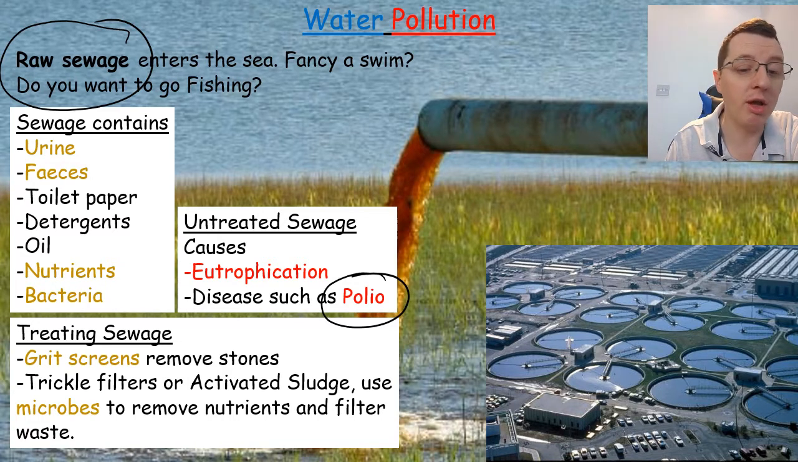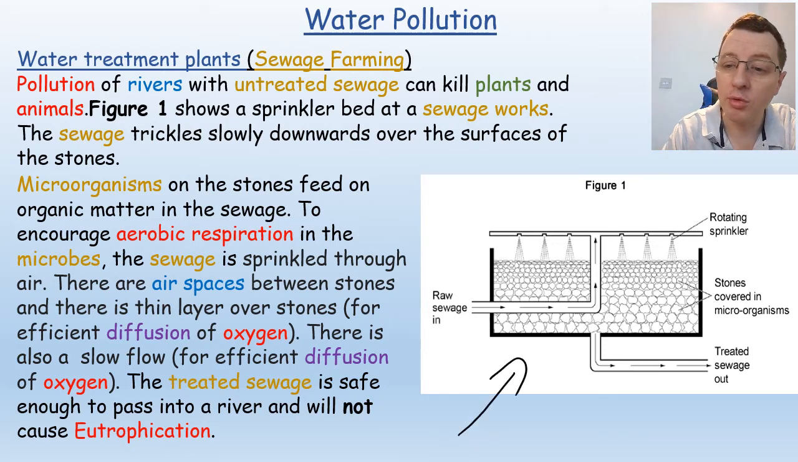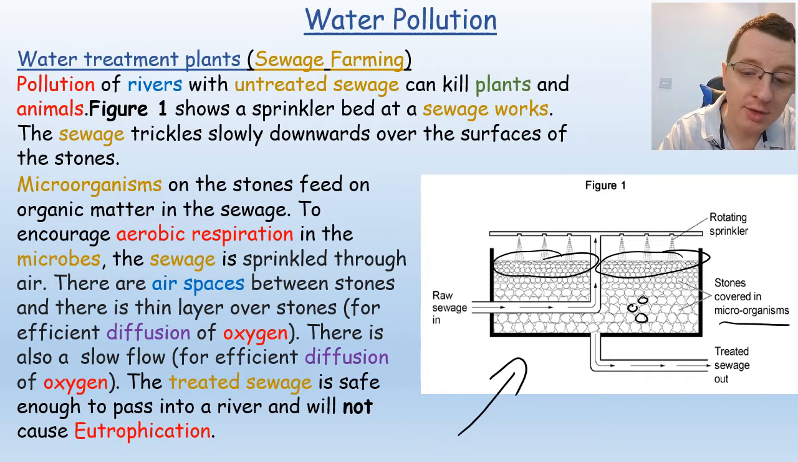Grit screens which remove stones, and trickle filters or activated sludge using microbes allow the nutrients that are in the sewage to be removed, and we can also filter any waste. What would that look like? Well, here we've got a diagram showing us what happens in a sewage farm. And we've got a rotating sprinkler system here, which is pouring raw sewage sludge over a number of stones which are covered in microorganisms. And what you might notice from this system is that those stones do not fit neatly together. There are a large number of air spaces between the stones.